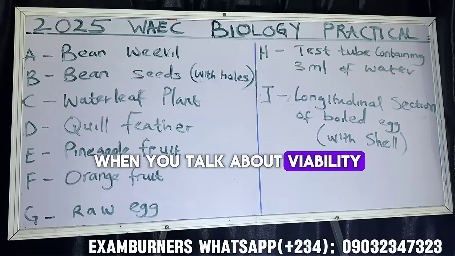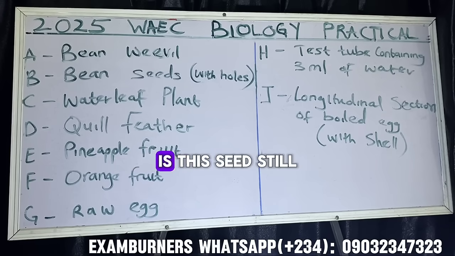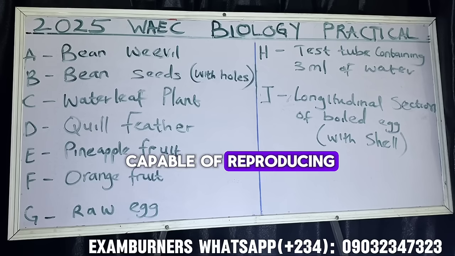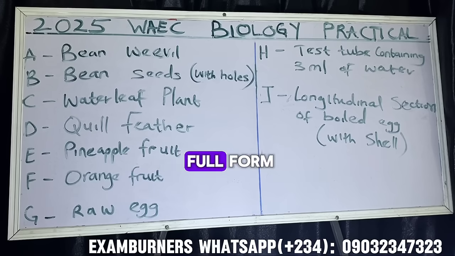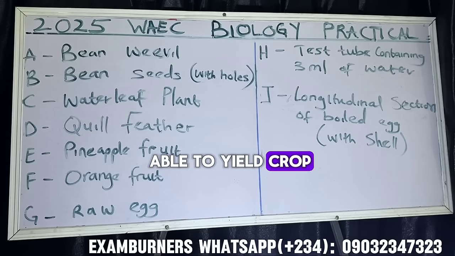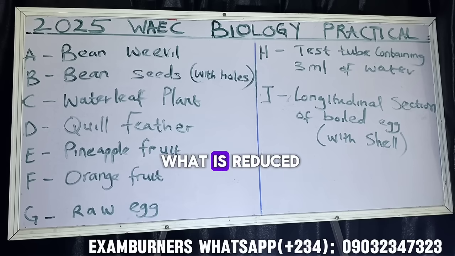When you talk about viability, it has to do with, is this seed still capable of reproducing? Is it still in full form? So when the viability of the bean seeds is reduced, if they are planted, they will not be able to yield crop. That means the viability of the seed is reduced.